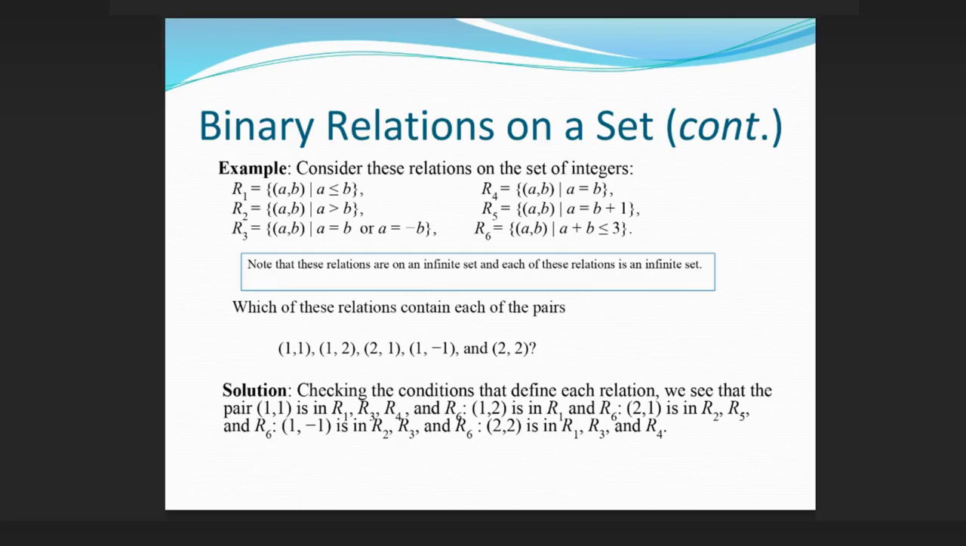Which of these relations contain each of the pairs (1, 1), (1, 2), (2, 1), (1, -1), and (2, 2)? Solution: checking the conditions that define each relation, we see that the pair (1, 1) is in R1, R3, R4, and R6. (1, 2) is in R1 and R6. (2, 1) is in R2, R5, and R6. (1, -1) is in R2, R3, and R6. (2, 2) is in R1, R3, and R4. Note that these relations are on an infinite set and each of these relations is an infinite set.